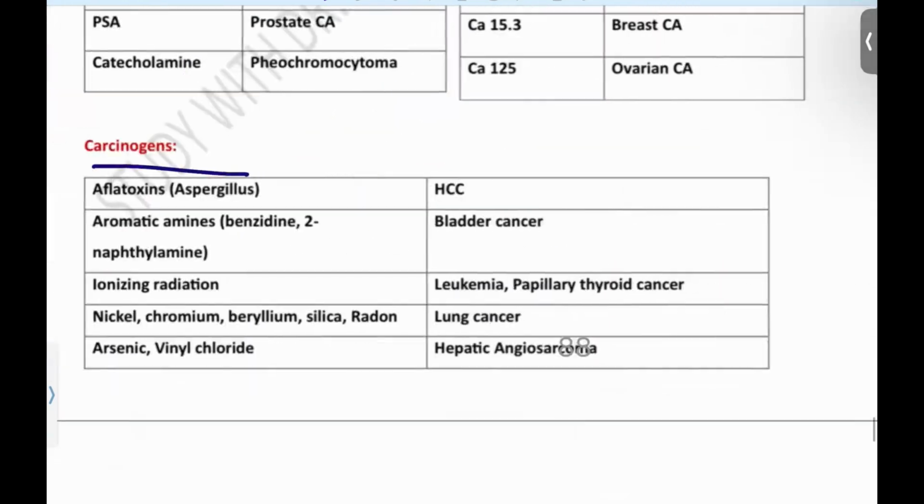Next, coming to the carcinogens that are causing cancers. Already we discussed aflatoxins, hepatocellular carcinoma. Aromatic amines like benzidine and naphthalene are going to cause bladder cancer. And ionizing radiation, leukemia, papillary thyroid cancer. So the most radio resistant is your papillary thyroid cancer.